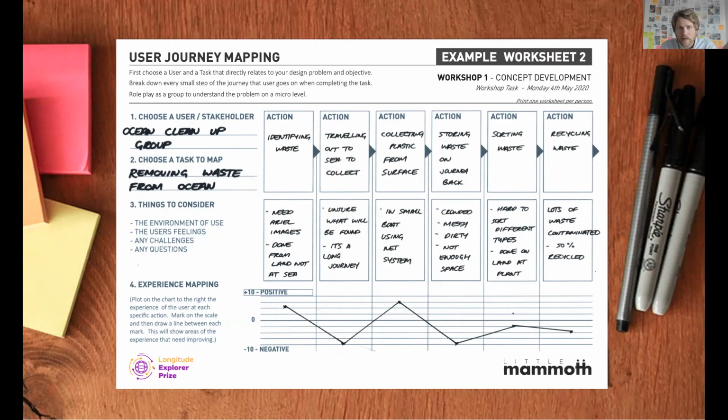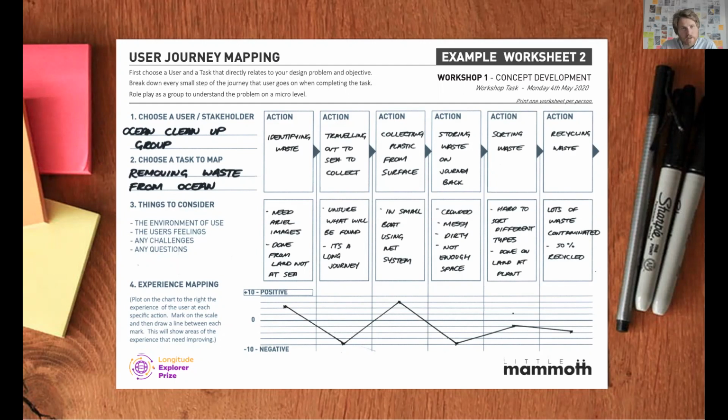So the first thing that they do is that they identify that waste. They then have to travel out to sea to collect that waste. Once they actually get there and they're out at sea, they need to collect that plastic waste from the surface of the ocean. They then need to store the waste on their journey back. And then when they get back, they need to sort out that waste. And then finally, they need to recycle the waste.